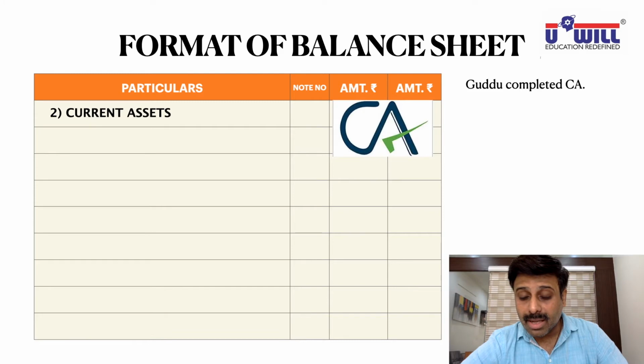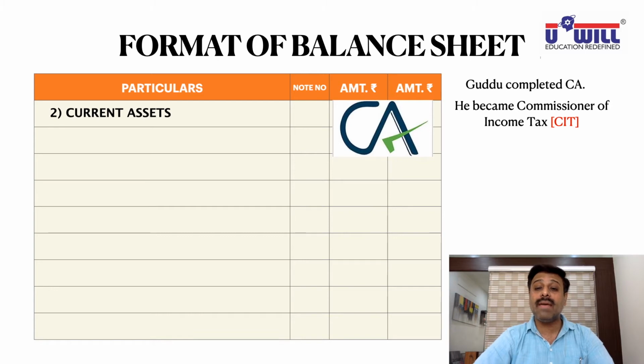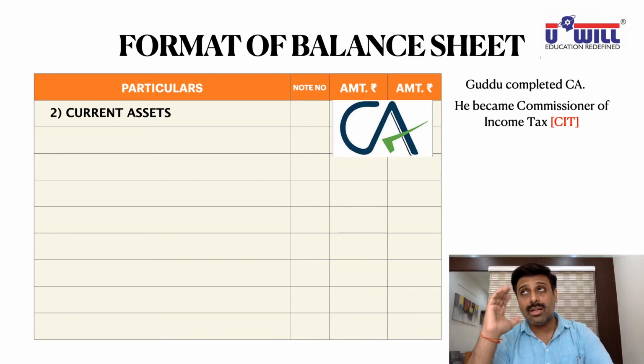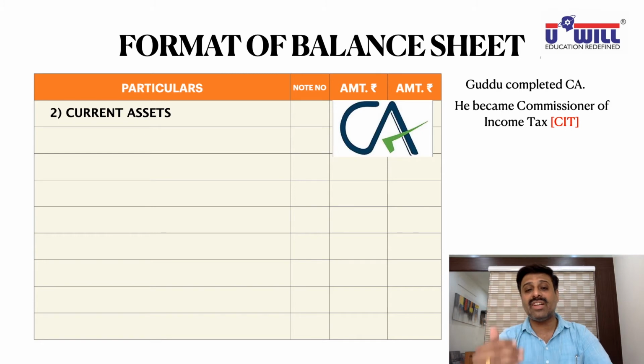Now after completing CA, he became Commissioner of Income Tax. Commissioner C, Income I, Tax T. You remember CIT is the shortcut. What is the full form that we will see when we write the items in current assets. But remember the story that Guddu became Chartered Accountant. After becoming Chartered Accountant, he got the job of Commissioner of Income Tax.